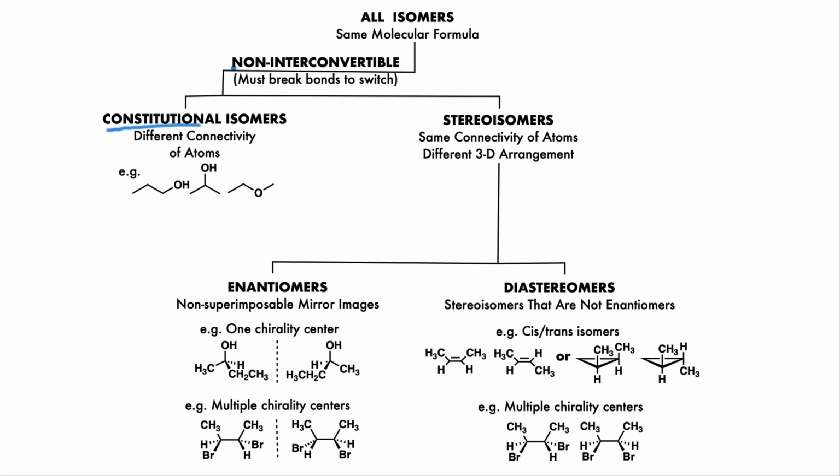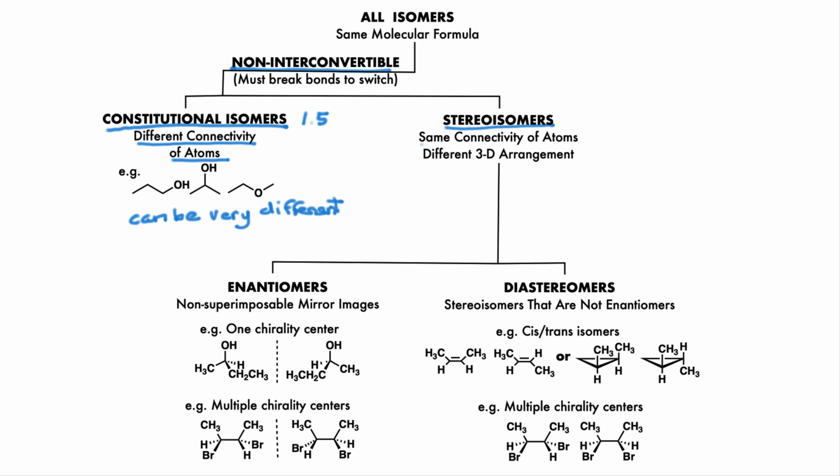Constitutional isomers are one major type of non-interconvertible isomer. We look at them in Unit 1.5. Like all isomers, they have the same molecular formula, but they have a different order of connectivity of their atoms. This is the type of isomer you probably already know from general chemistry. These types of isomers can have different functional groups, and they can be very different in physical and chemical properties.